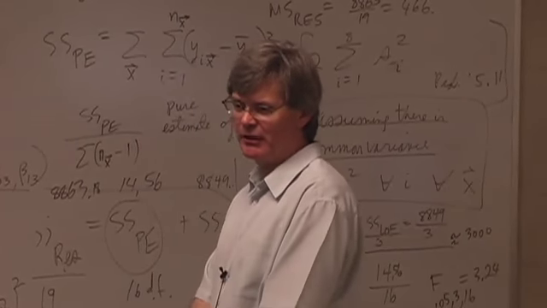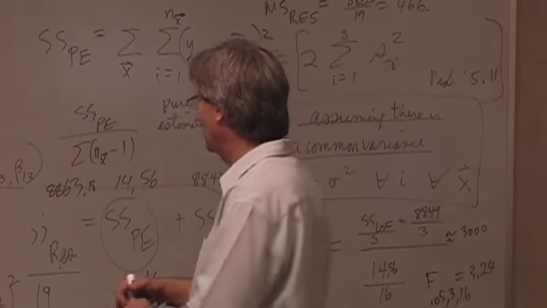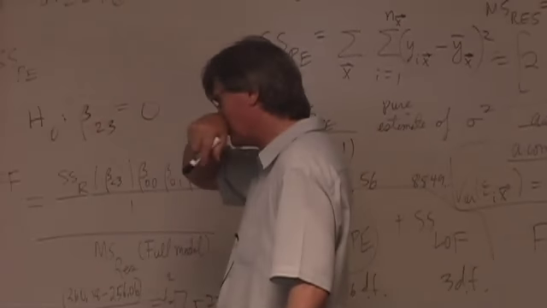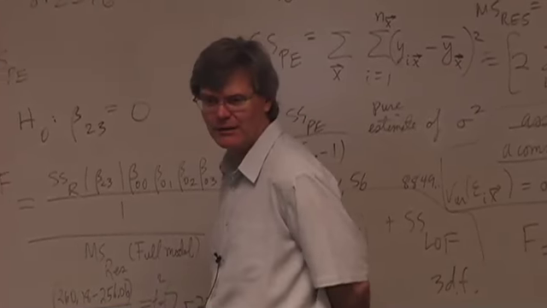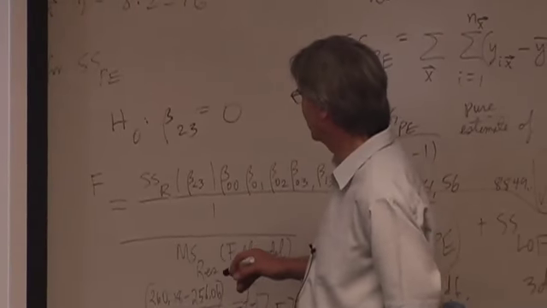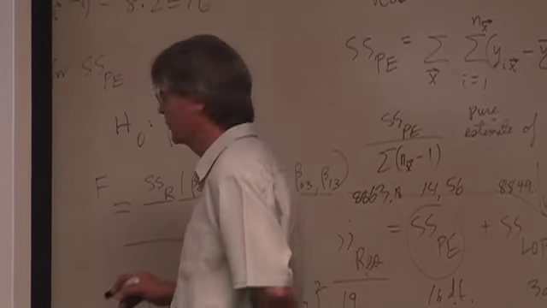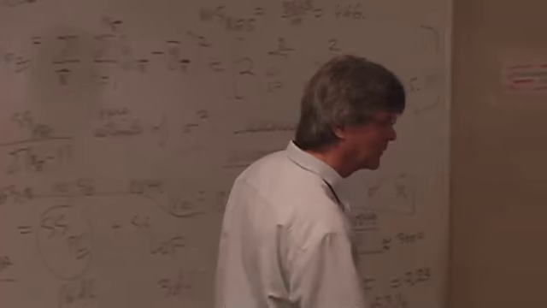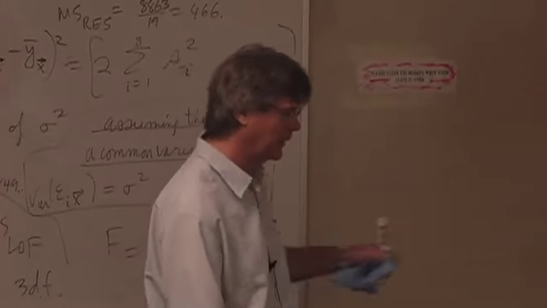Comments about this? So that's actually the hypothesis you're testing. You're testing beta 2,3 equal to 0 with that T statistic. And what you're doing is you're really trying to see what the fit is like with that term versus without that term. All right. I won't draw the picture for that.